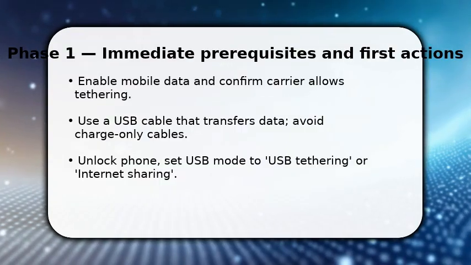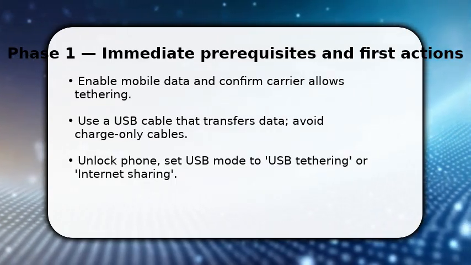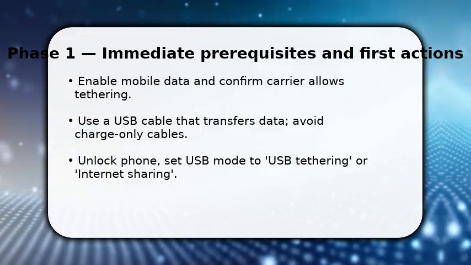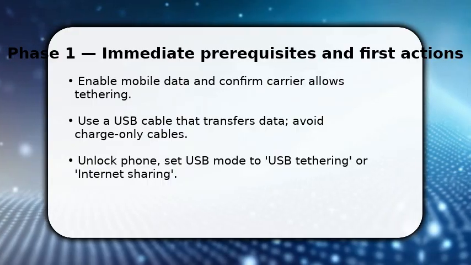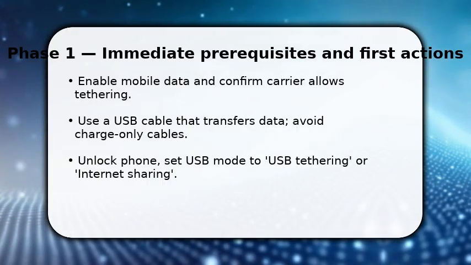You have the basics ready: mobile data active and a data-capable USB cable. First, plug the phone into the Windows 7 PC. Use a direct port, not a hub. Once connected, unlock the phone and change USB mode to USB tethering or internet sharing.